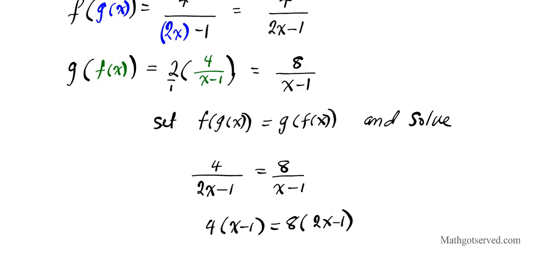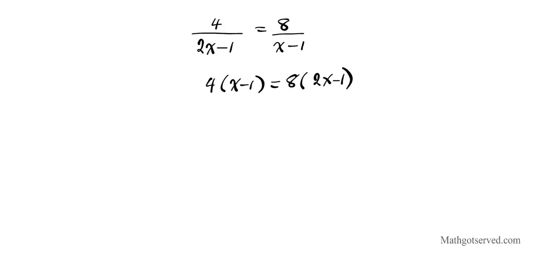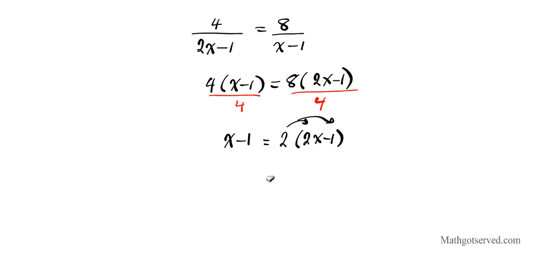All right, let's go ahead and simplify that. We can divide both sides by 4. Okay, so divide both sides by 4. And that leaves us with x minus 1 equals 2 times 2x minus 1. And then we can just distribute the 2 to these two terms right here. So we're going to have x minus 1 equals 4x minus 2. All right, so we can subtract x from both sides and add 2 to both sides.